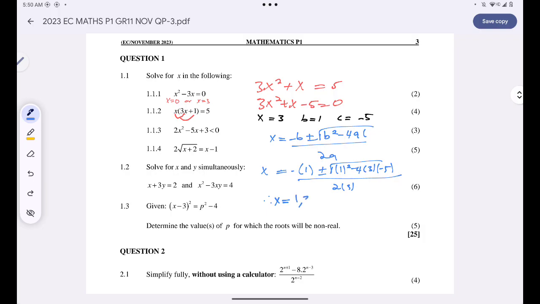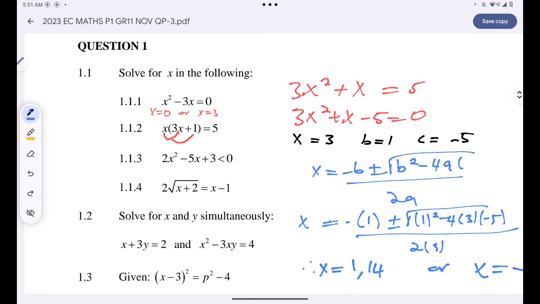x will be equal to 1.14, or x is equal to, now I'm going to use the negative sign there, negative 1.47. So these are my solutions here. X is 1.14, or x is negative 1.47.